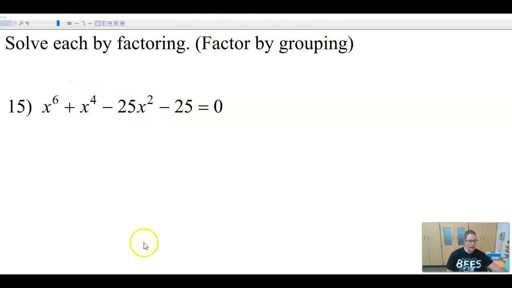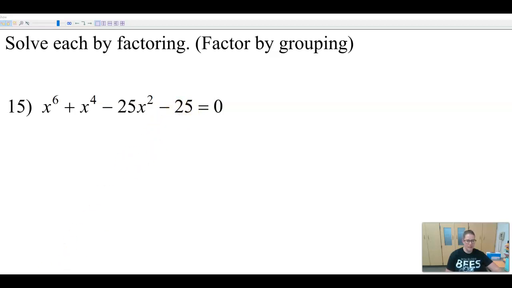So to factor by grouping, we have to think about this. Notice first that there are 4 terms. Anytime there are 4 terms and you're factoring, that probably means you're going to be factoring by grouping. We're going to group the first 2 terms together and the last 2 terms together, and then look for common factors. That's our first step.